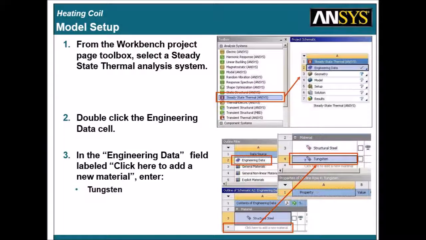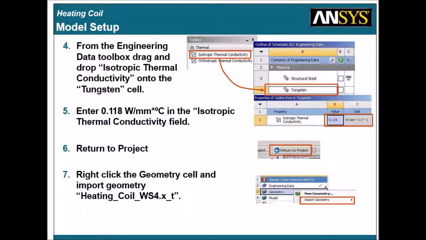Model setup. From the Workbench project page toolbox, select a steady-state thermal analysis system. Double-click the engineering data cell. In the engineering data field labeled "Click here to add a new material," enter tungsten. From the engineering data toolbox, drag and drop isotropic thermal conductivity onto the tungsten cell. Enter 0.118 W/mm degree C in the isotropic thermal conductivity field.